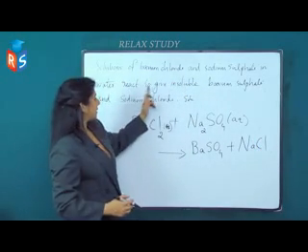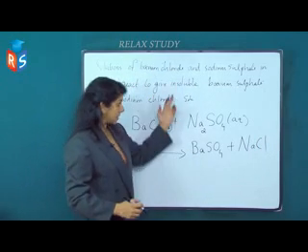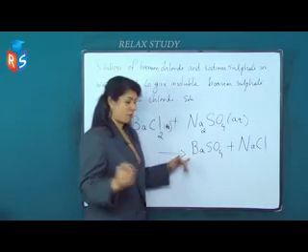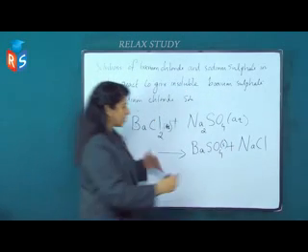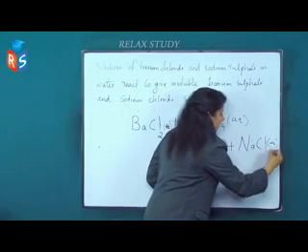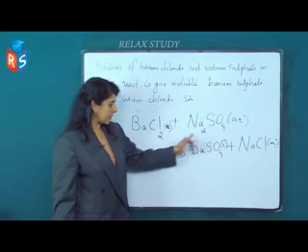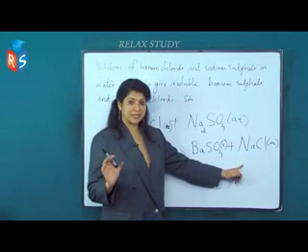Here we are getting an insoluble barium sulfate. That means barium sulfate is in solid form. So at the bracket you can write solid. So this is also in the liquid form, aqueous. Here barium chloride when reacted with the sodium sulfate gives barium sulfate and sodium chloride. This is the skeletal equation.